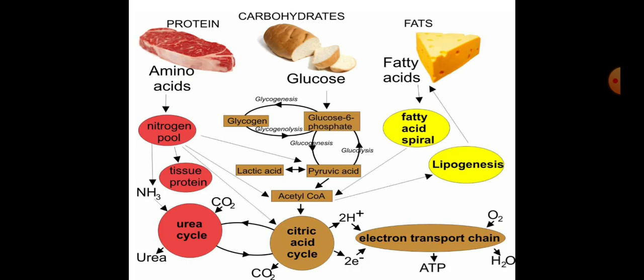Look at these connections. When you eat foods, for example protein, carbohydrate or fatty acid, all of these go to the citric acid cycle. From the citric acid cycle, they produce energy through the electron transport chain that produces ATP.